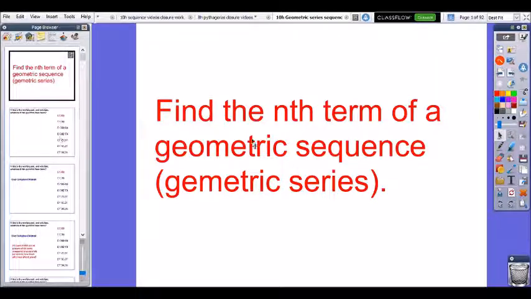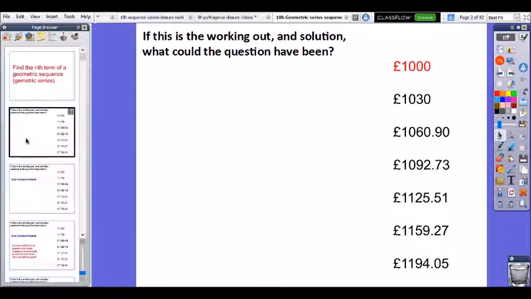In today's lesson we're going to be learning what a geometric sequence is and also how to find the nth term of a geometric sequence. Okay, let's start with the question.